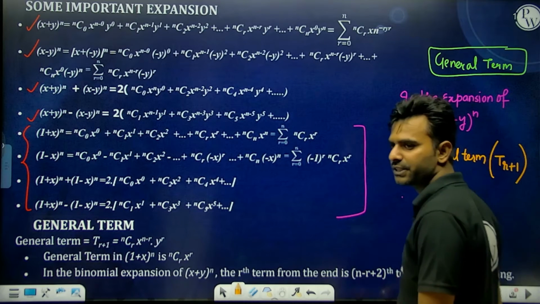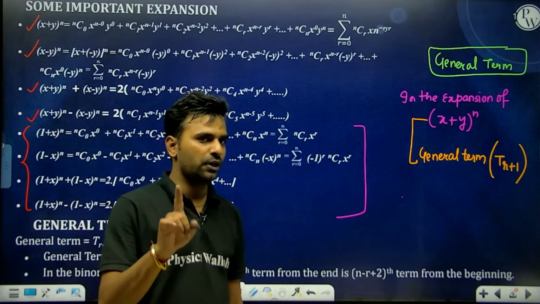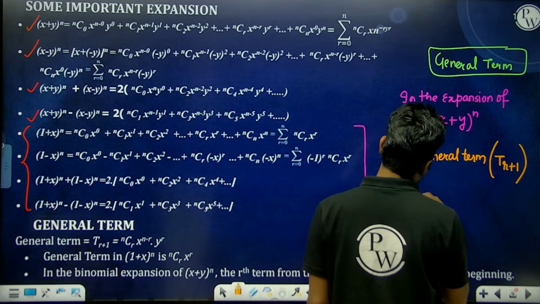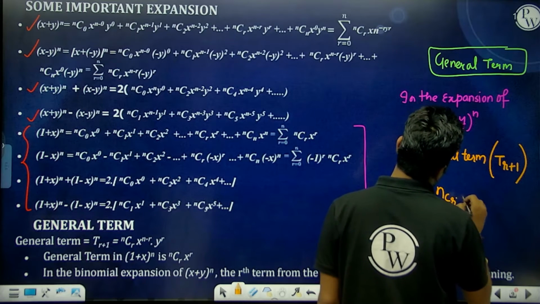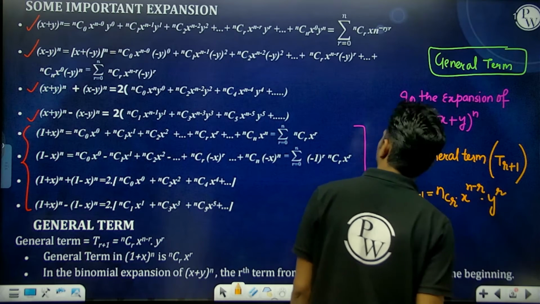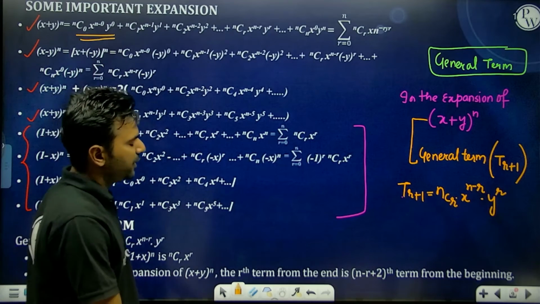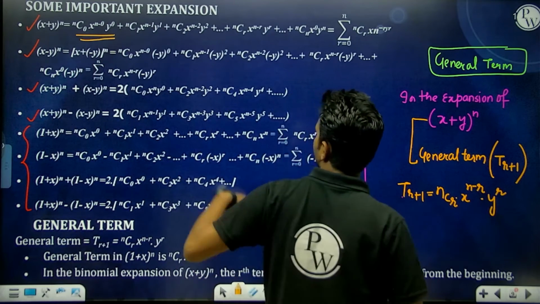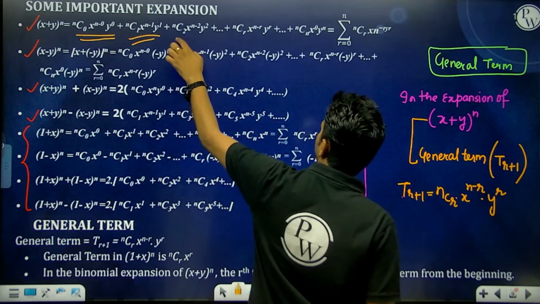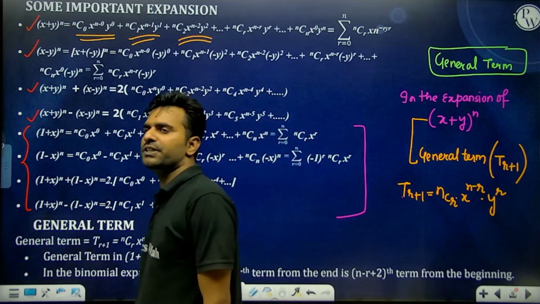Over here, which one is the general term? The general term is T(r+1)th, not Tr. Remember, T(r+1). And that T(r+1)th term is written as nCr into x to the power n minus r into y to the power r. Let me tell you over here. This is the first term, nC0 into x to the power n into y to the power 0. So in the first term, the subscript of c is 0. In the second term, the subscript of c is 1. In the third term, it is 2. In the fourth term, it is going to be 3.